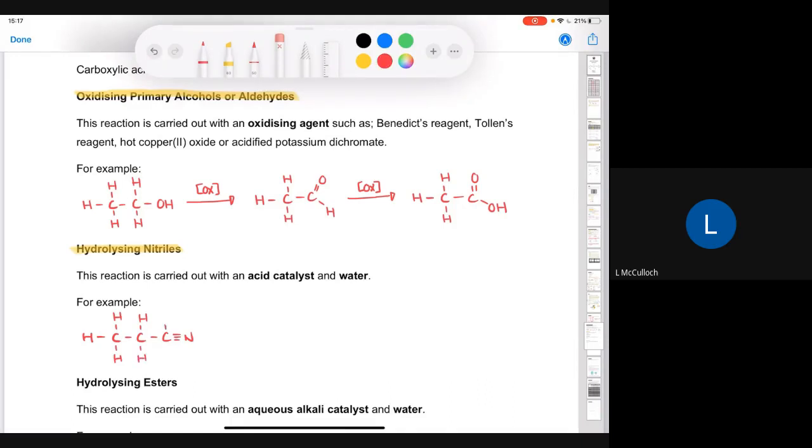This reaction happens with an acid catalyst and water, so it's an acid catalyzed hydrolysis. I'm going to pop the H+ ion in, which is what all acids contain, and the water. What we do is break the carbon to nitrogen triple bond and replace it with a double bond O and an OH, creating your carboxylic acid, like so.